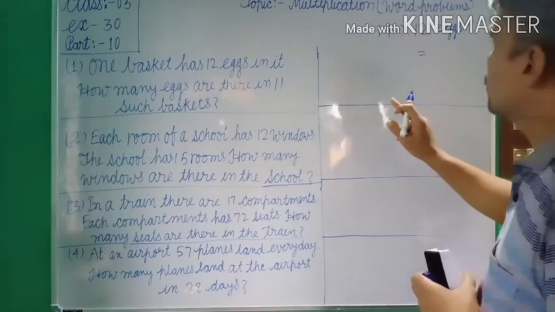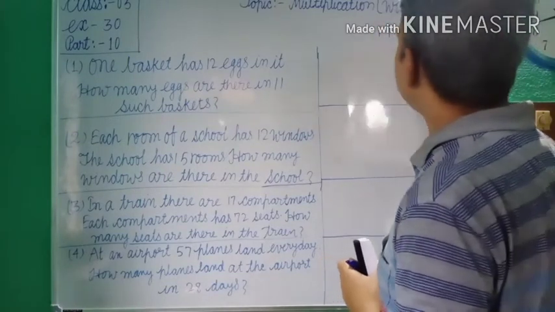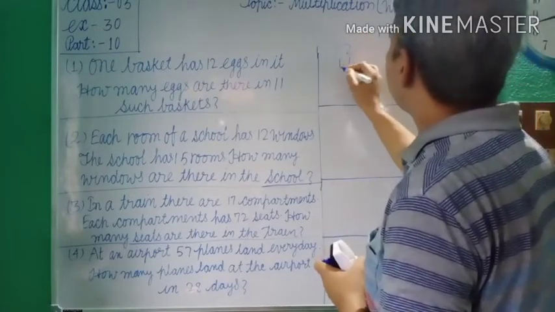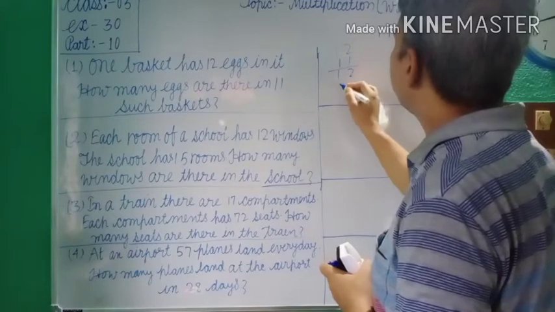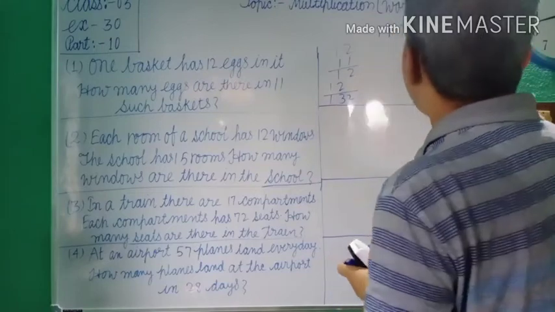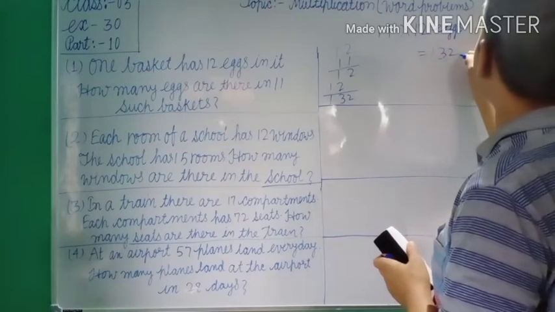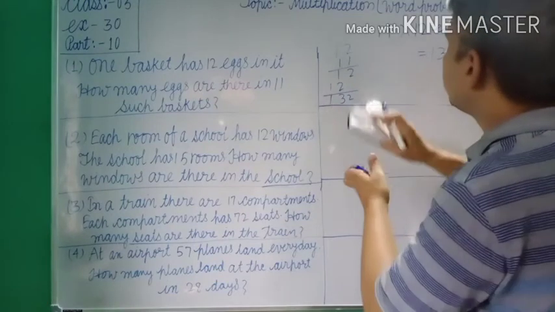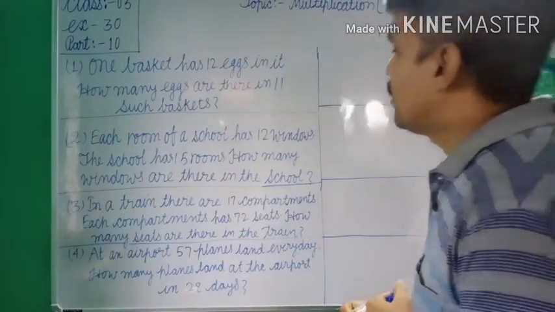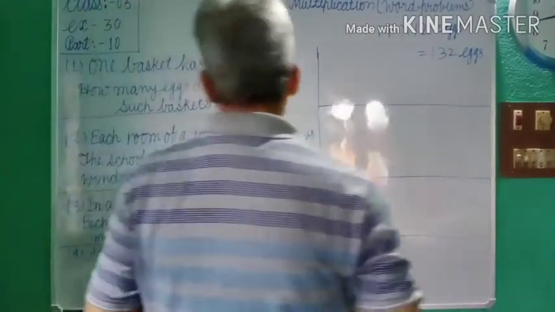So one basket has 12 eggs. So 11 baskets have how many eggs? So you multiply 12 by 11. How many eggs in 11 baskets? 132 eggs. In this way, students, you find out the number of eggs in 11 baskets: 132 eggs.